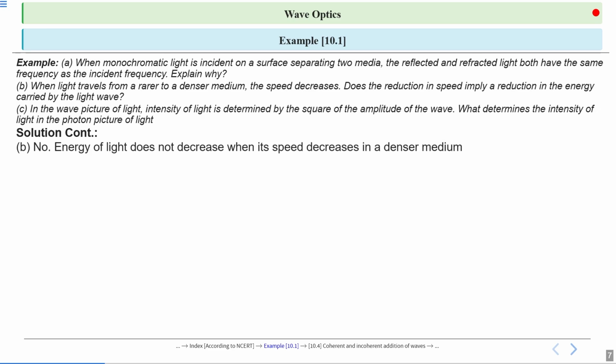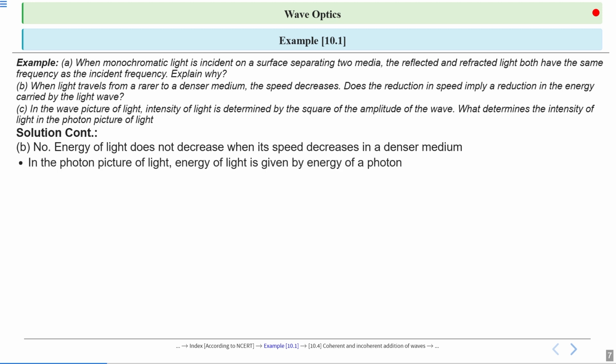Okay, so energy of light does not decrease. Speed decreases when light travels from rarer to denser medium. Speed decreases, and wavelength also decreases, but frequency remains the same. Frequency does not change. Energy is associated with frequency, not with speed or wavelength. Wavelength and speed change. When it goes from rarer to denser medium, speed decreases, and wavelength decreases by the same proportion, such that frequency remains the same. So energy of light does not decrease when its speed decreases in denser medium.